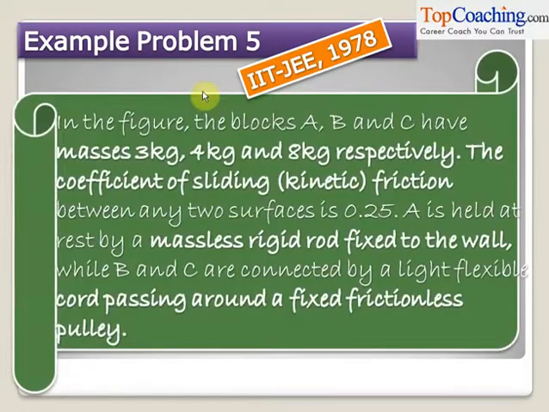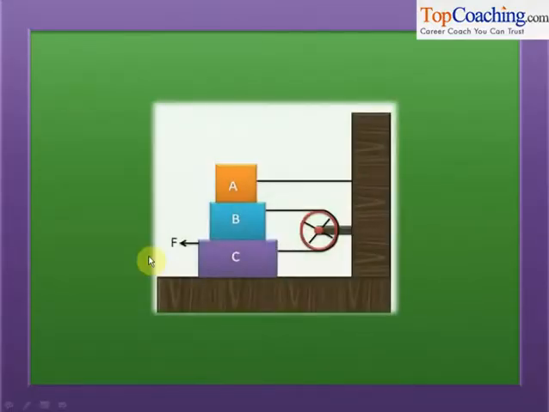Here's the next problem. In the figure, the blocks A, B and C have masses 3 kg, 4 kg and 8 kg respectively. The coefficient of kinetic friction between any two surfaces is 0.25. A is held at rest by a massless rigid rod fixed to the wall, while B and C are connected by a light flexible cord passing around a fixed frictionless pulley. This is the figure given in this problem.